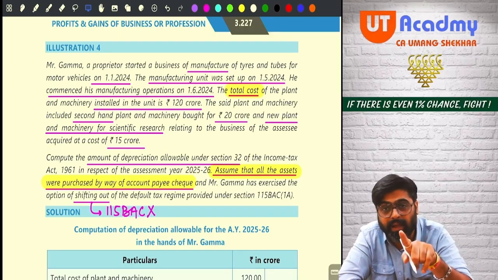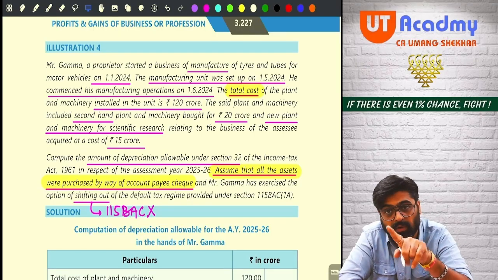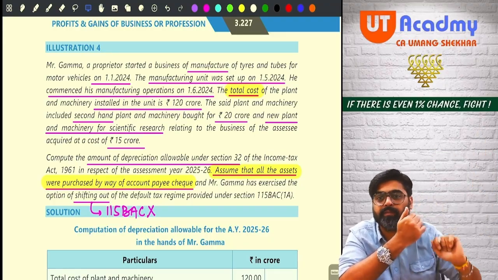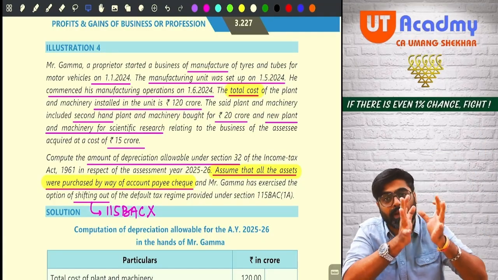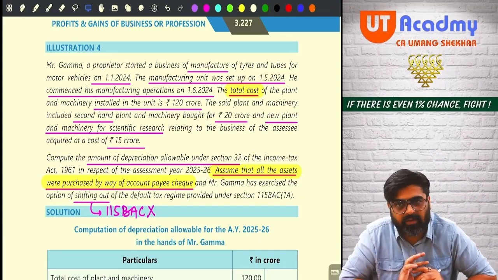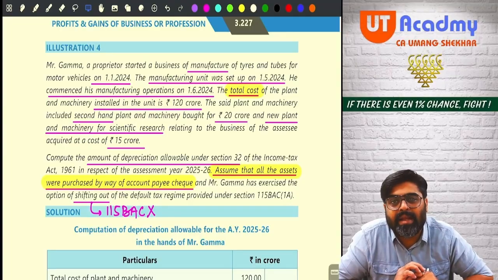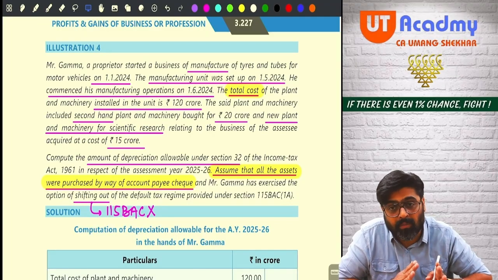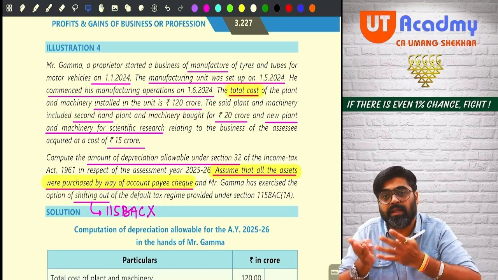See, if you acquire any machinery for scientific research, on that the entire cost is available under section 35. Entire cost will be allowed there only. So for a plant and machinery whose cost is already allowed as a deduction under any other section, will you get any depreciation on that? No. Forget about normal depreciation. How will you get additional also?